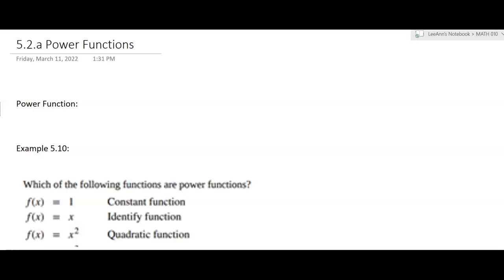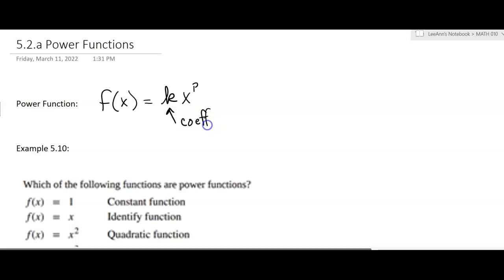Okay, so in this section, we're going to talk about what are called power functions. So a power function is when you have a function in the form f of x equals k x to the p. So you're allowed to have what's called a coefficient, hopefully we've talked about those before, or a real number in front of the variable. And you're allowed to have an exponent. And both k and p are real numbers.